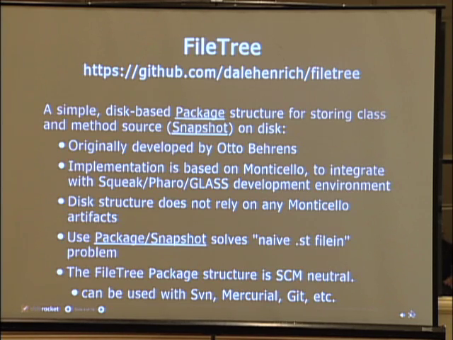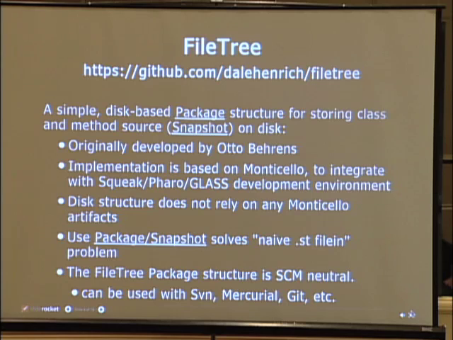The basic idea behind FileTree is that there's a disk-based package structure that you write to disk that contains the class and method source for a snapshot. Okay, and this is actually concepts from Monticello. All right, so it's not like these things came from out of nowhere, but basically mapping an MCZ file to a directory is the trick. So that was originally developed by Otto.